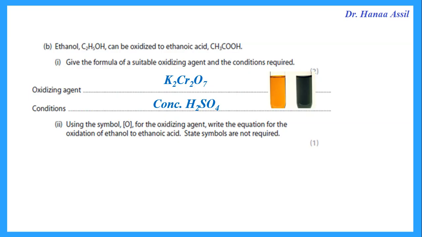Using the symbol for the oxidizing agent as [O] between square brackets, write the equation for oxidation of ethanol to ethanoic acid. How do we write this in the form of an equation? Well, ethanol, we always write, and we are already given that it is C2H5OH, plus the oxidizing agent gives ethanoic acid, CH3COOH, plus what? Remember, it's plus water, and that means that I have added 2 more oxygens, so I need to balance it with 2 oxygens.